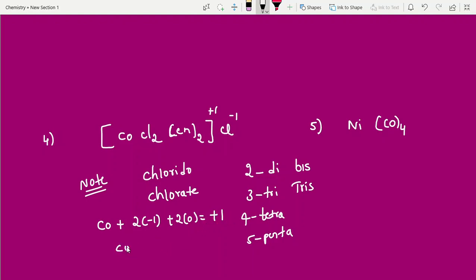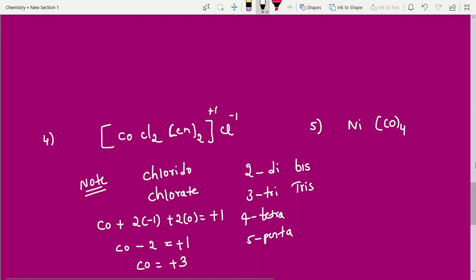Both are correct. Both methods you can follow, any method, no problem. The final answer is correct, so it is equal to +1. Then cobalt is in the +3 oxidation state. Okay, now the next one. So write the name.